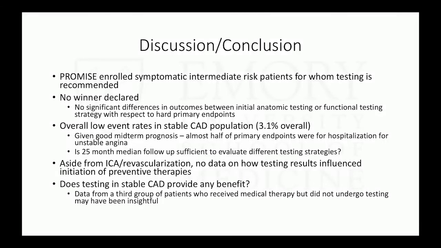And so in terms of discussion and conclusion, PROMISE enrolled, I think, a good cohort of symptomatic intermediate risk patients for whom testing is recommended. There was no winner declared with respect to those hard primary endpoints. The overall event rates in a stable CAD population are low, and so there's a very good midterm prognosis. And almost half of those primary endpoints were actually hospitalization for unstable angina.